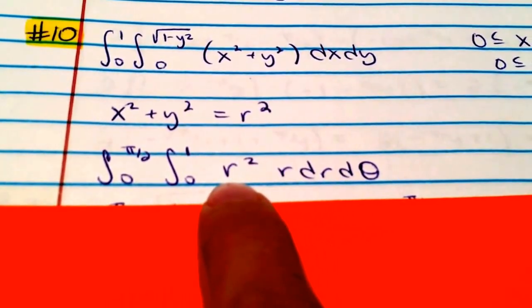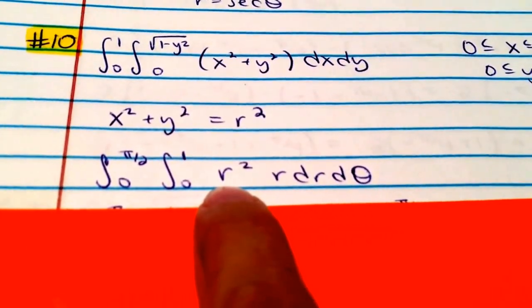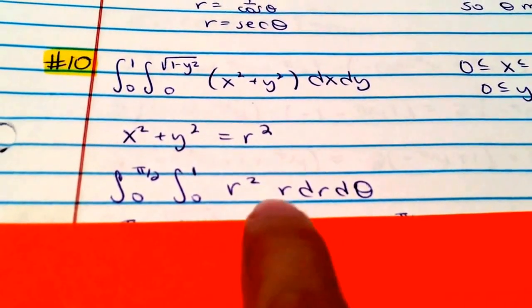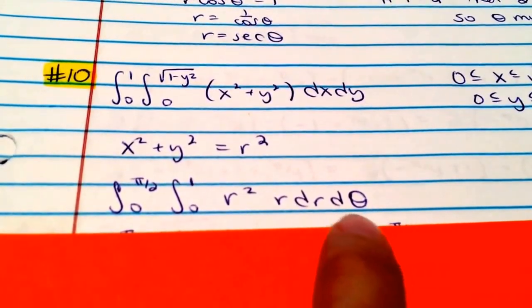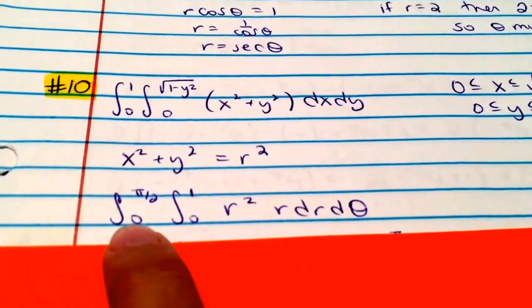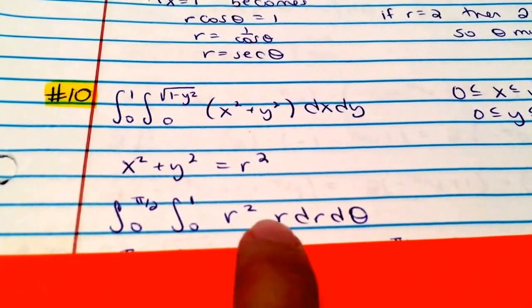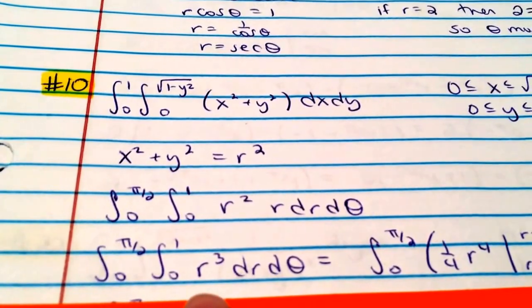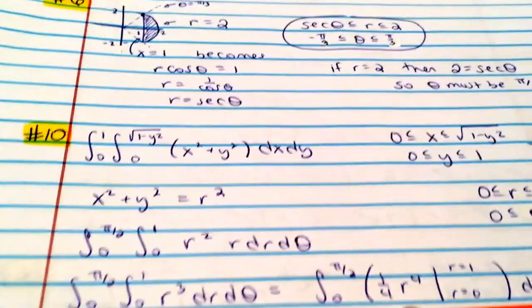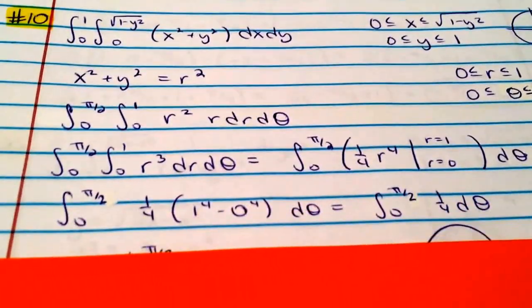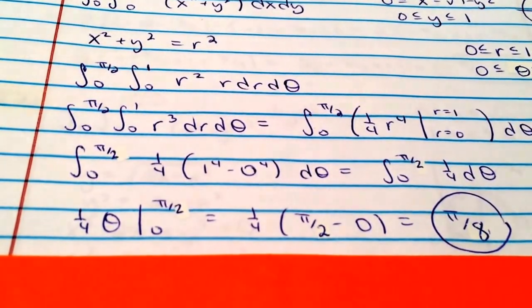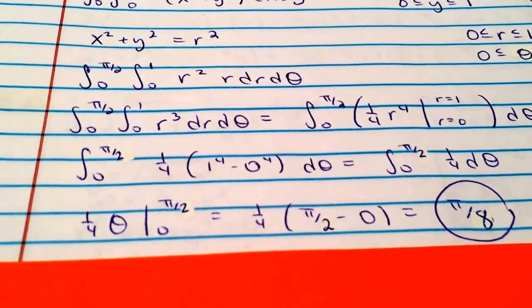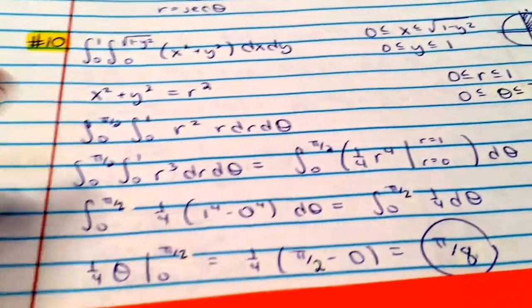Okay, so I got my new bounds. Notice here is my function. The x squared plus y squared became r squared. And then this is what my dx dy became, r dr d theta. Don't forget your r. It's r dr d theta. The bounds on the r, the bounds on the theta. I'm going to put these two r's together. It becomes r cubed. Then I'm going to integrate, plug in my r. Then I'm going to integrate again, plug in my thetas, and I get pi over 8. So pi over 8 is the value of this integral.